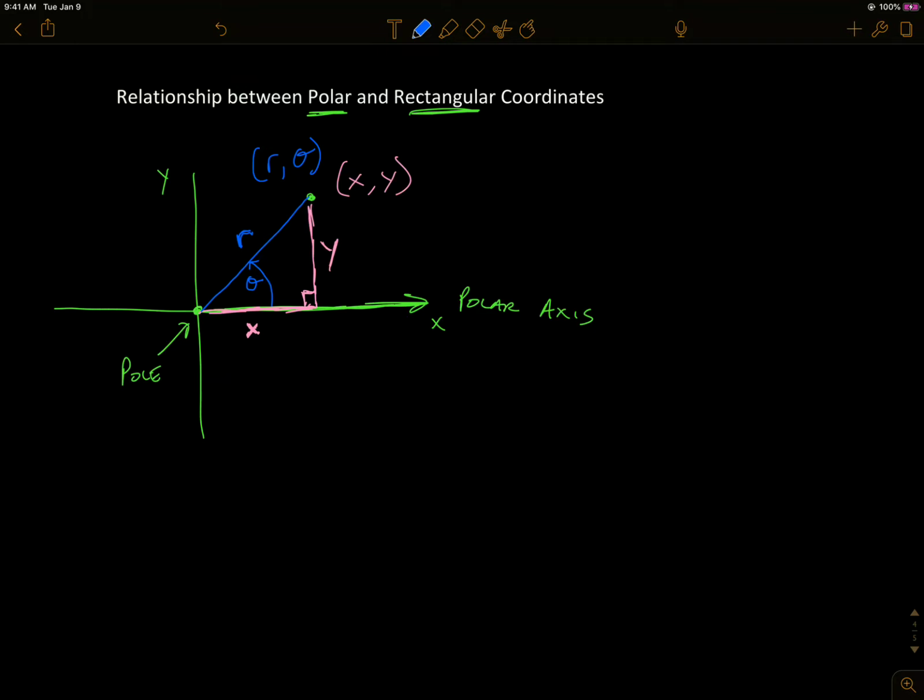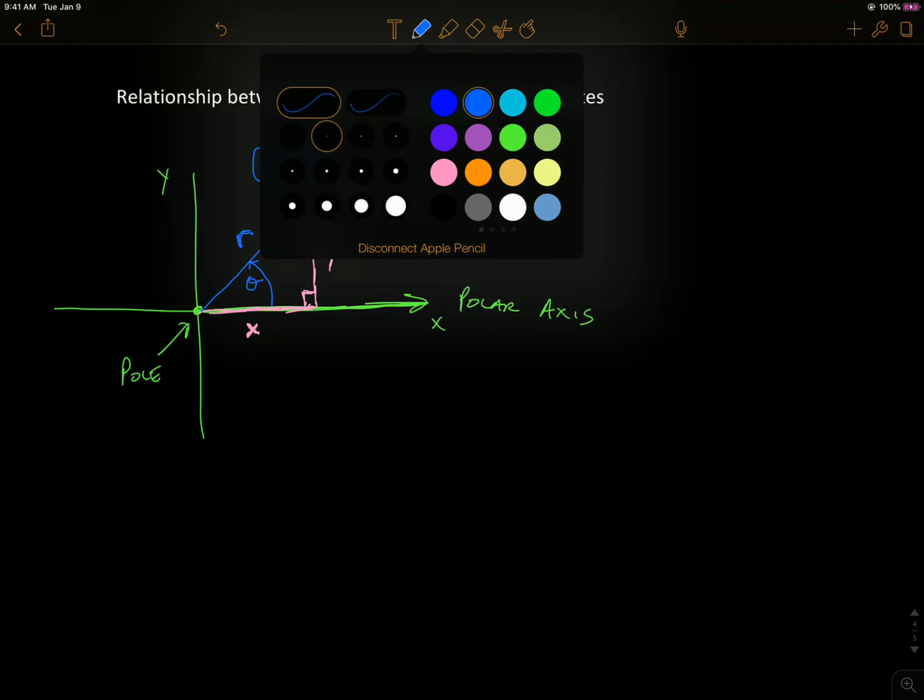Okay? And one of the goals is going to be, can you convert back and forth? If I give you rectangular coordinates, can you write me the polar coordinates and vice versa? And it's going to come down to some relationships here.